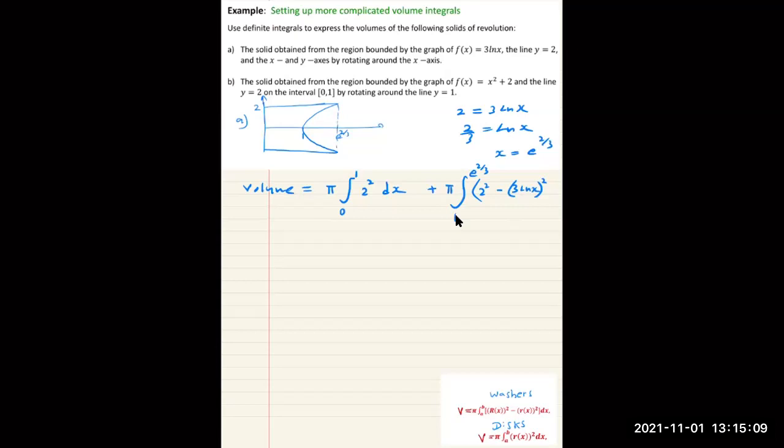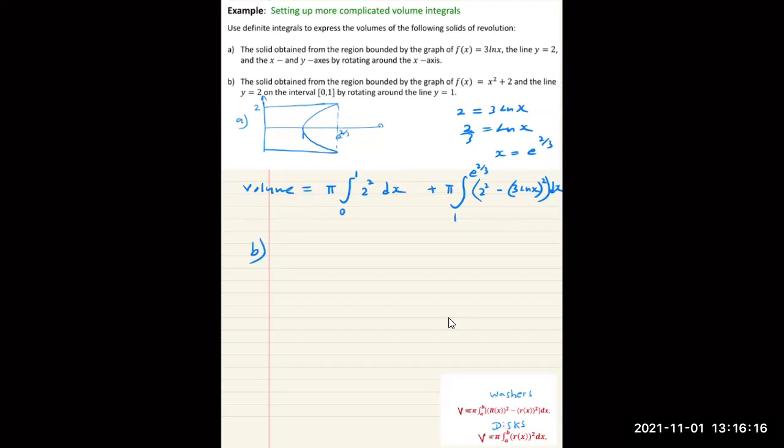All right. Actually, we are not asked to solve the integral. We just have to express the volume in terms of definite integrals. And the volume is given by this particular definite integral. All right, let's move on to the next part, part B.